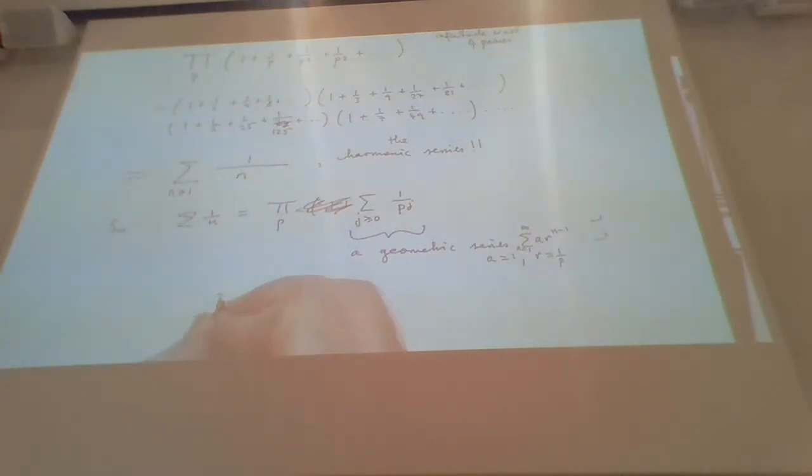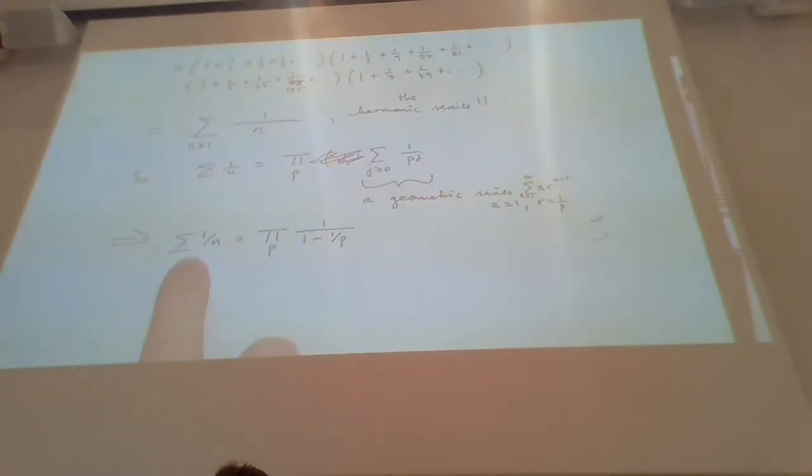So that means it has a nice value. It's 1 over 1 minus 1 over p. Remember the formula was a over 1 minus r, if it converges. And it converges if the common ratio is less than 1, so it's definitely convergent. So we've got this nice expression. It looks strange, but nice. So the sum of the harmonic series is the product over all primes of this.